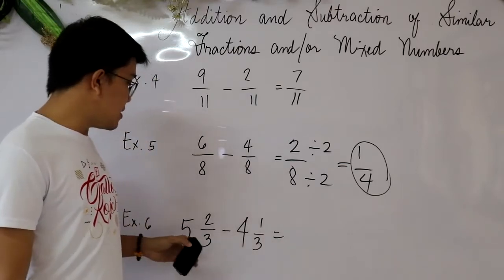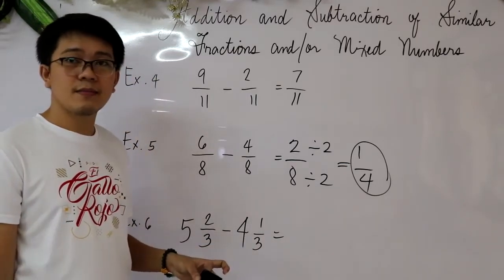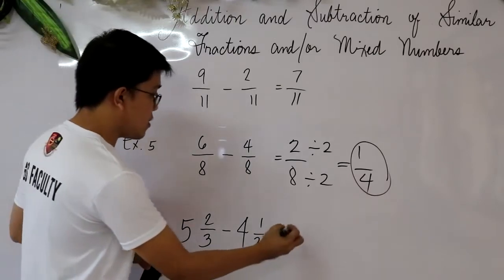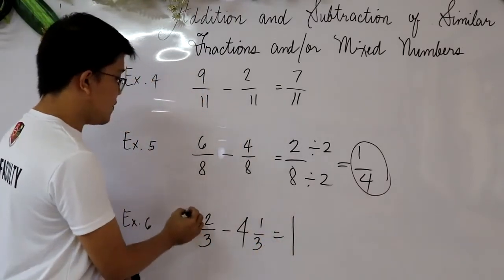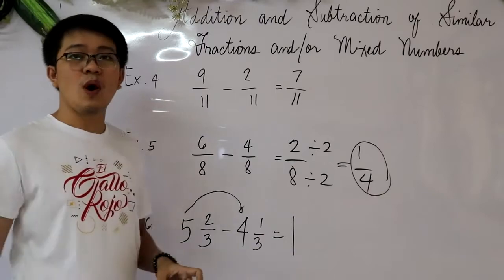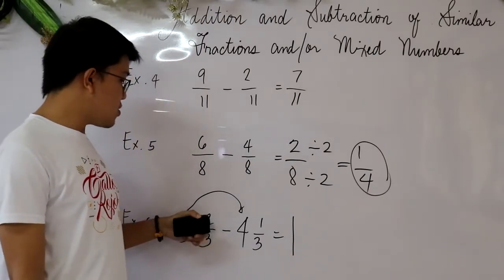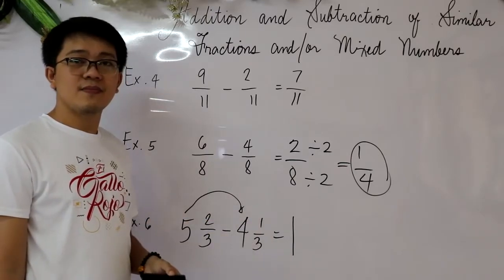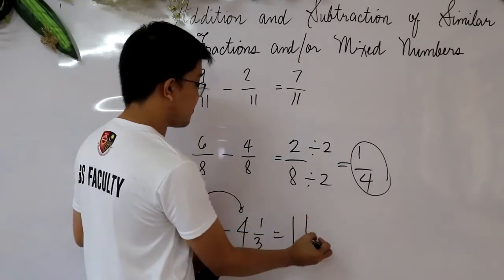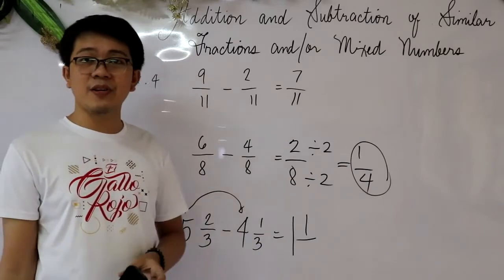What do you think is the difference of 5 and 4? Absolutely, it's 1. Because 5 minus 4 is 1. Let's try to subtract also the fractions. What is 2 minus 1? Awesome, it's 1. How about the denominators?